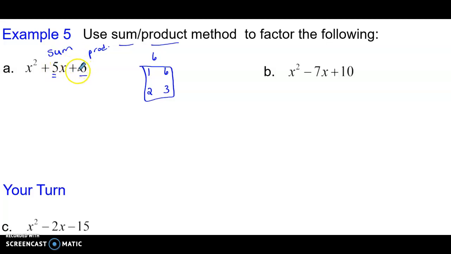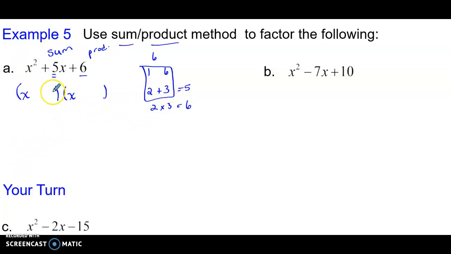So they multiply to give positive 6, they add to give positive 5. Well, that pair is 2 and 3. 2 plus 3 equals 5, and 2 multiplied by 3 equals 6. So because my leading coefficient is 1, I know my two factors. When I multiply the first term with the first term, I need an x to multiply with an x to give me that x squared.